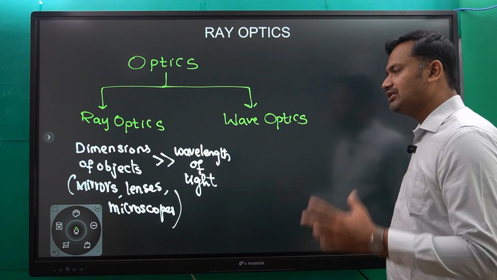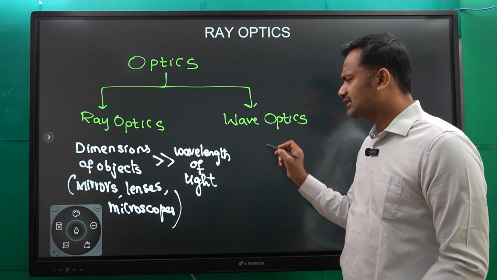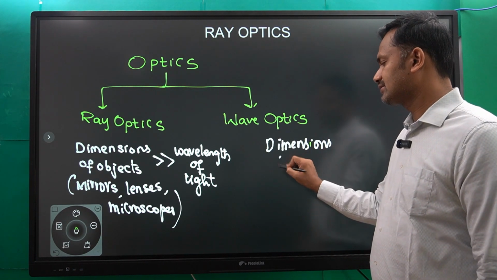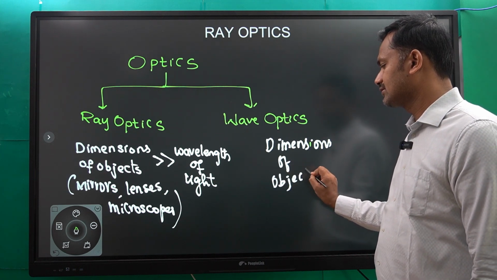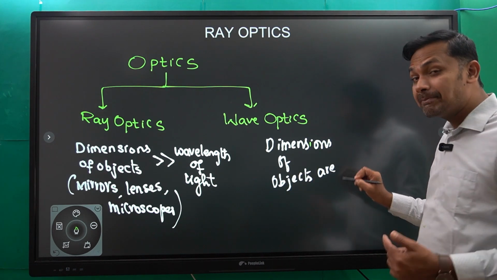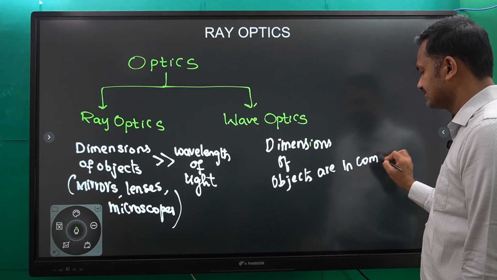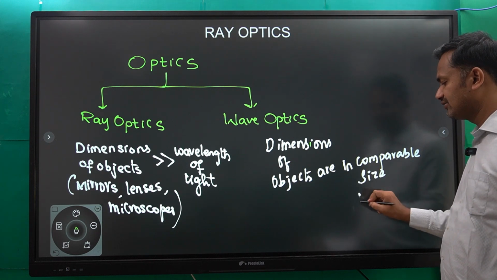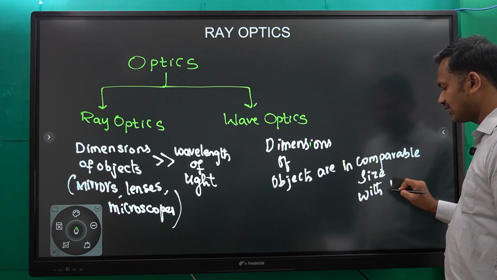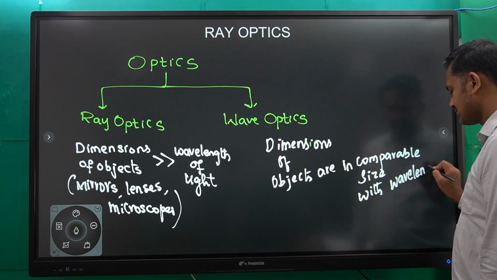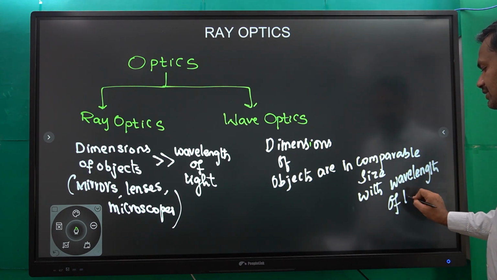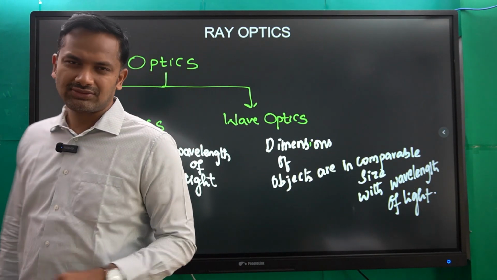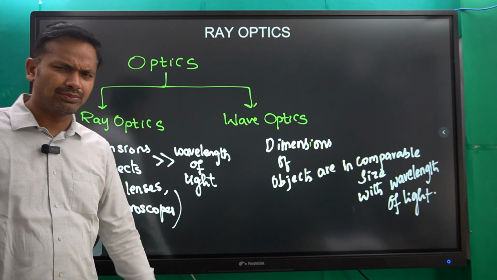Now coming to wave optics. Here the dimensions of the objects are of comparable size with the wavelength of light. That much small size of objects we are going to discuss in the wave optics part.